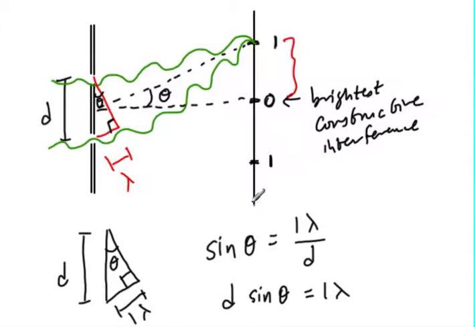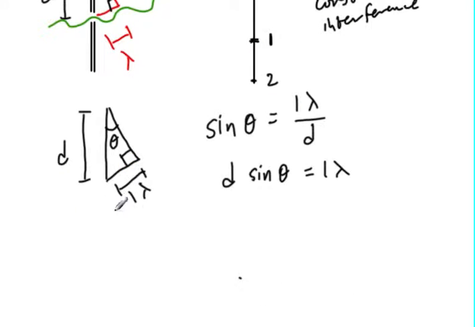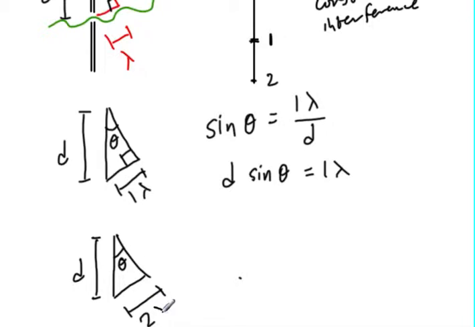Now what about the ones that are 2 away? We need to shift the waves by two wavelengths. It ends up being the same thing, but the new diagram will look like this. This will still be d, we'll have a new angle, which we'll keep calling theta, but instead this side will be 2 lambda, and this will still be a right angle triangle. What we end up with is d sine theta is equal to 2 lambda.